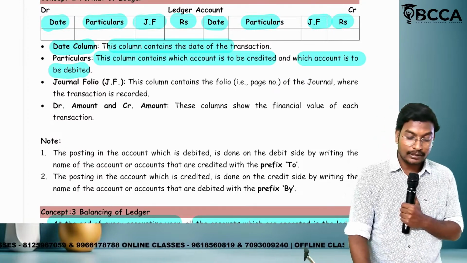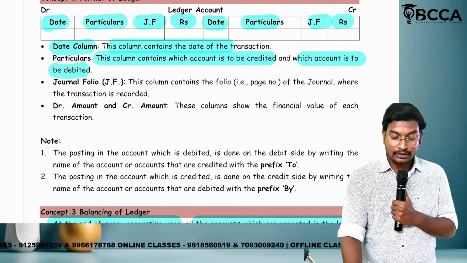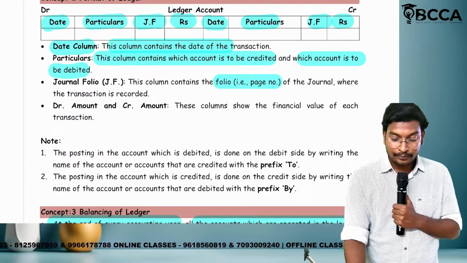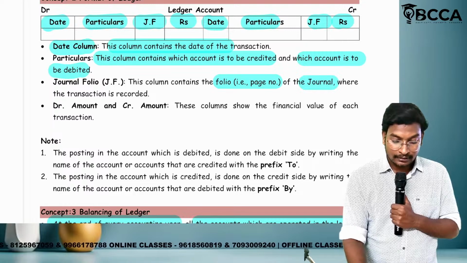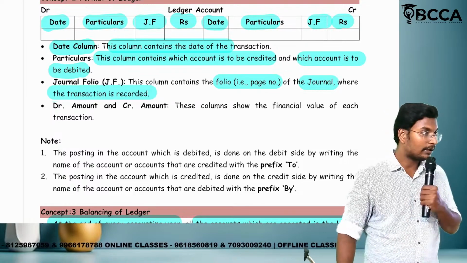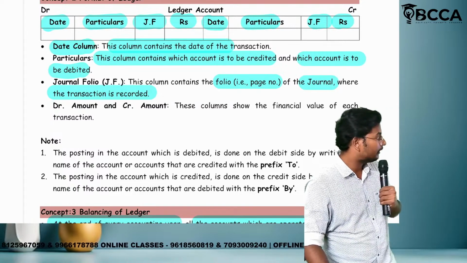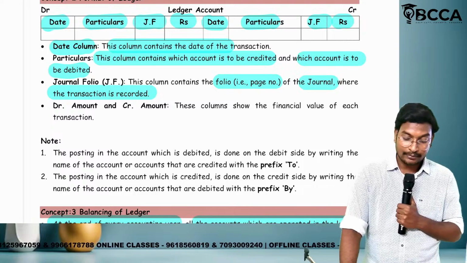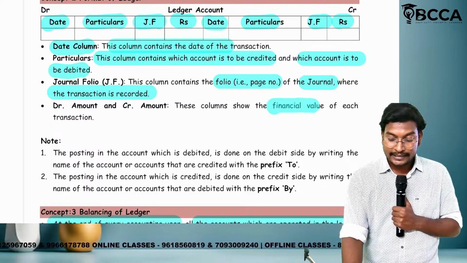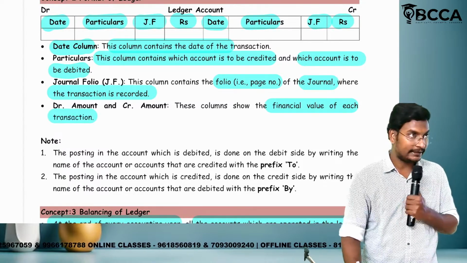JF means what? Journal folio. This column contains the folio, meaning the page number of the journal where the transaction is recorded. Then the DR amount and CR amount columns show the financial values of each transaction.